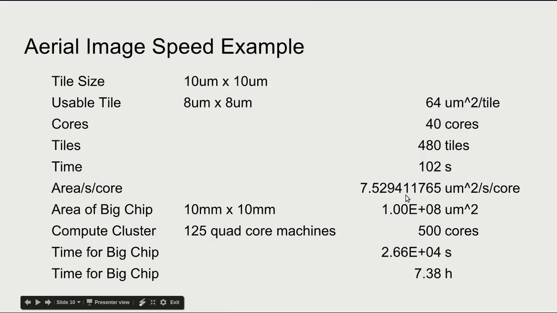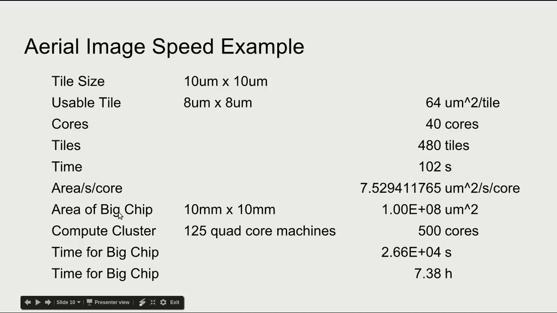And here's a summary. It was 40 cores. There were 480 tiles. Each tile was 10 by 10 microns, but only 8 by 8 microns was usable because there was a 1 micron guard band. This took 102 seconds, and that works out to 7.5 microns per second. 7.5 microns squared per second per core.